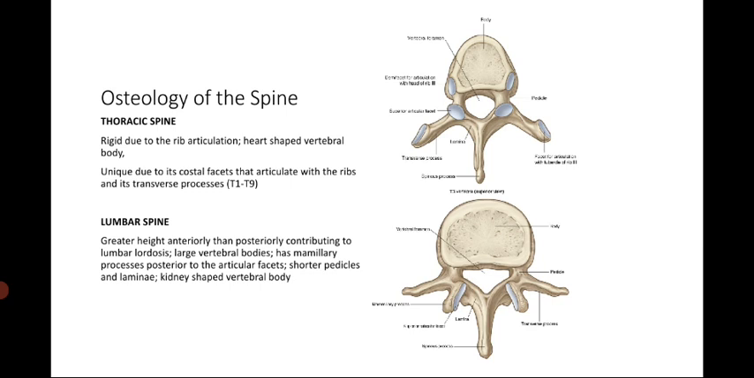Next, we have the lumbar spine. It has a greater height anteriorly compared to posteriorly, contributing to the lordosis. It has larger vertebral bodies, and it also has a mammillary process posterior to the articular facets. Compared to the other regions, it has shorter pedicles and laminae, and it is kidney-shaped.